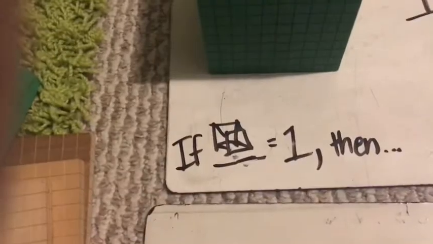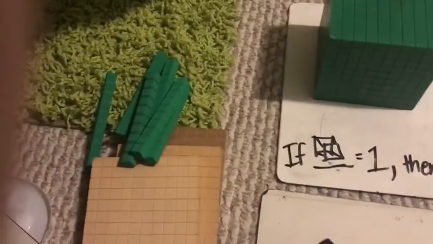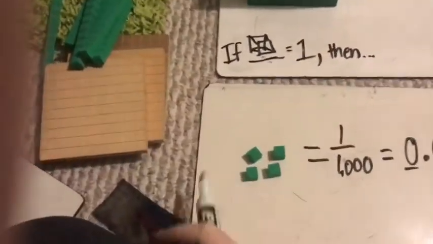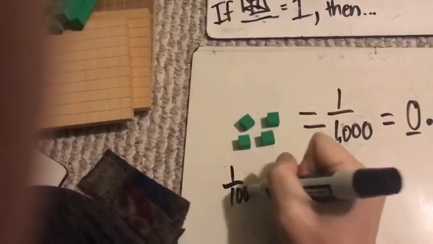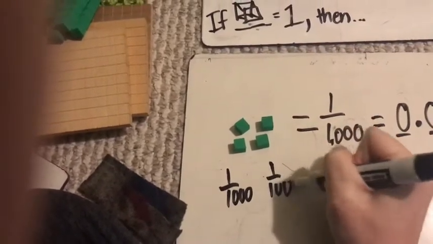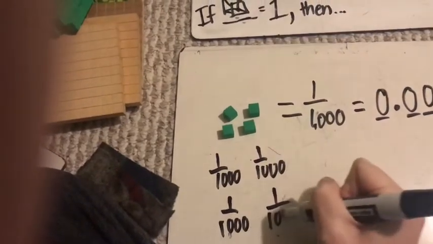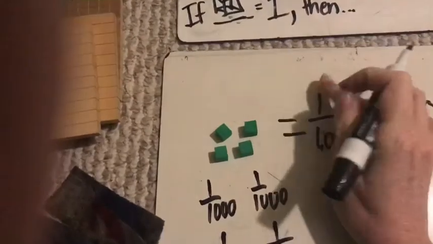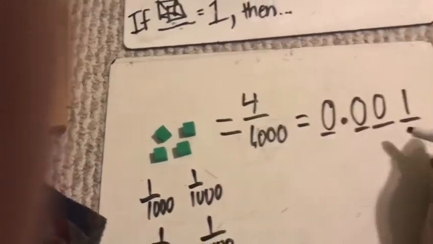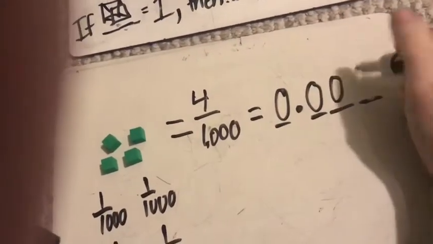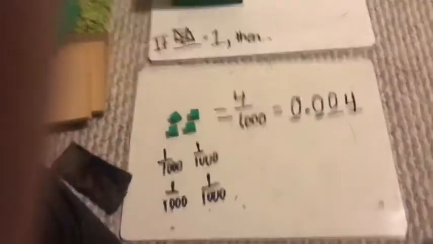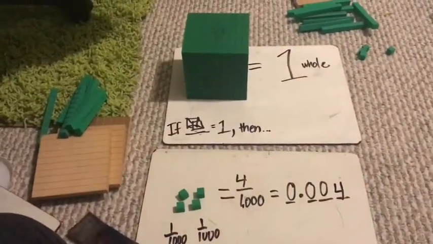If I had, say, 4 of them, that's 4 thousandths, right? So then this would be 4 thousandths, and this would be 4 thousandths. Does that make sense? Okay.